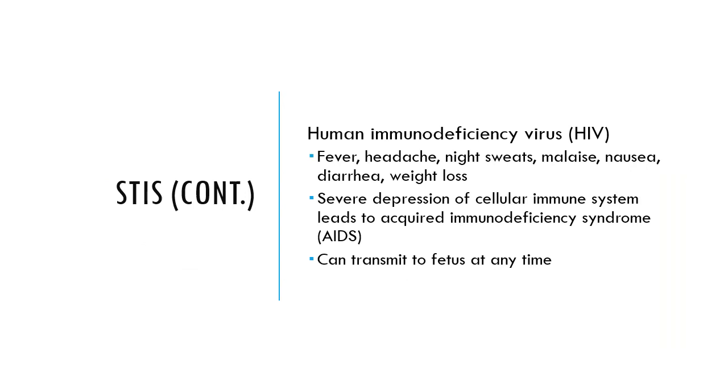The next one is HIV. So this is severe depression of the cellular immune system that leads to acquired immunodeficiency syndrome. Okay, so whenever it continues to progress, we end up with AIDS. Okay.